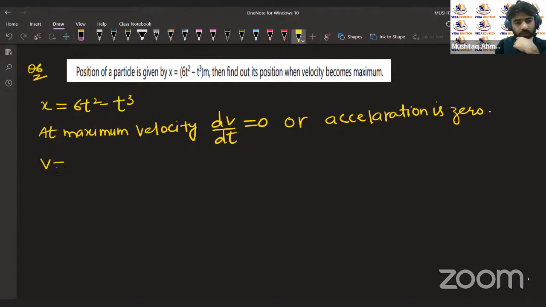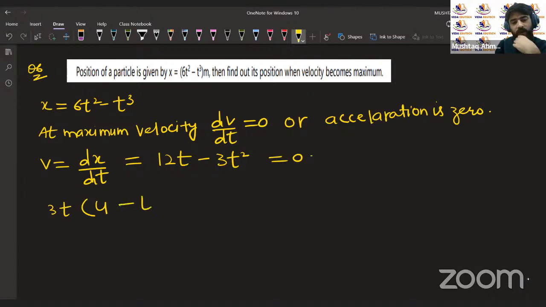So our v will be equal to dx/dt. So it will be 6t². Our differentiation of t² will be 2t, so we'll be left with 12t. And the differentiation of t³ will be 3t². And we have to put this equal to 0. So from here we can take 3t as common, and we'll be left with 4 minus t. That will be equal to 0, correct?